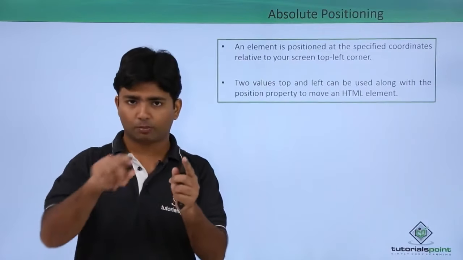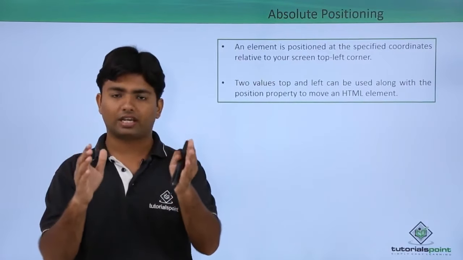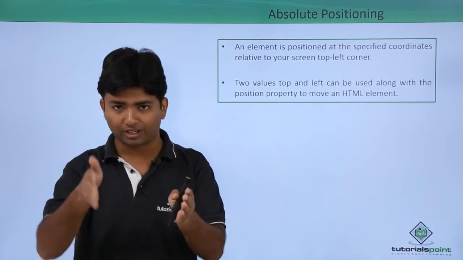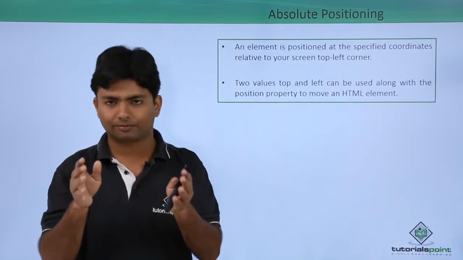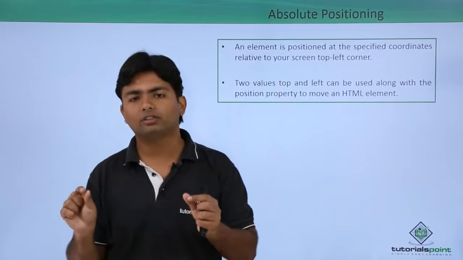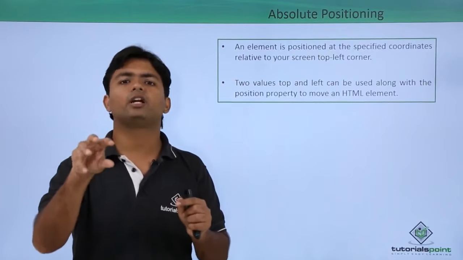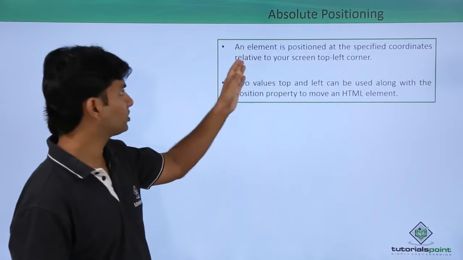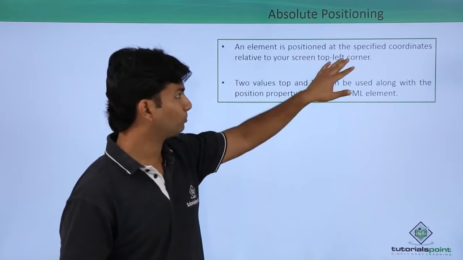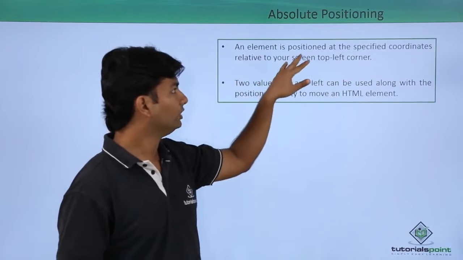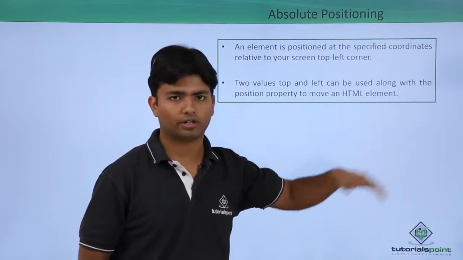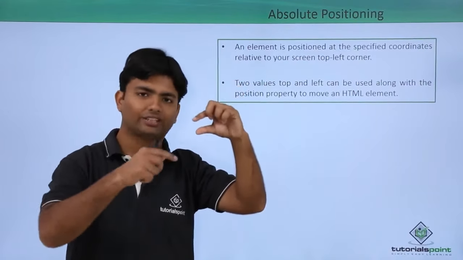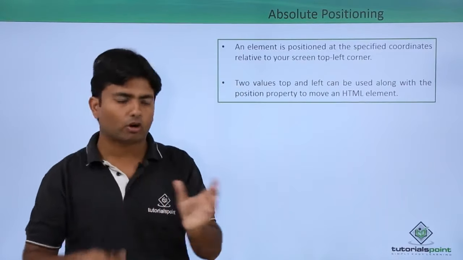The x-axis means the horizontal one, which is taken from the left-hand side, and the absolute positioning from the top, that is vertical, the y-axis. So on the basis of the coordinates which you pass, the particular element will be positioned at that location. As mentioned, the element is positioned at the specific coordinates relative to your screen's top left corner, right? So this is your screen, and the top left corner is where the coordinates are taken from.